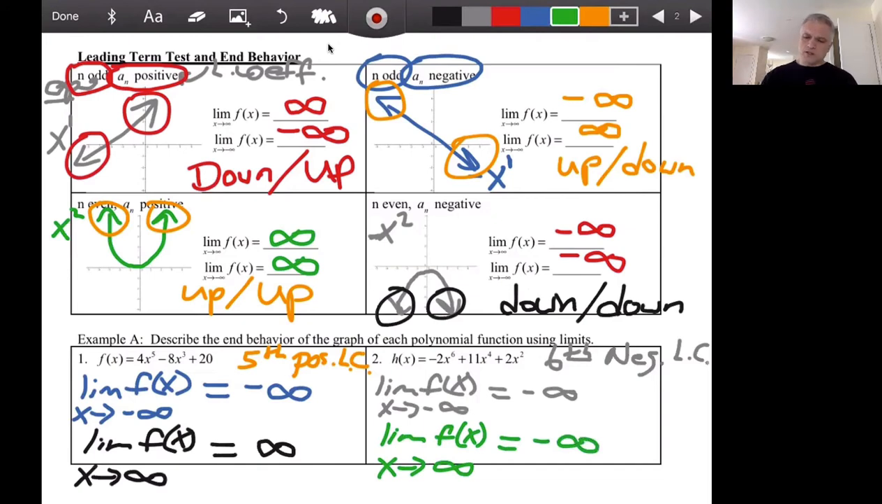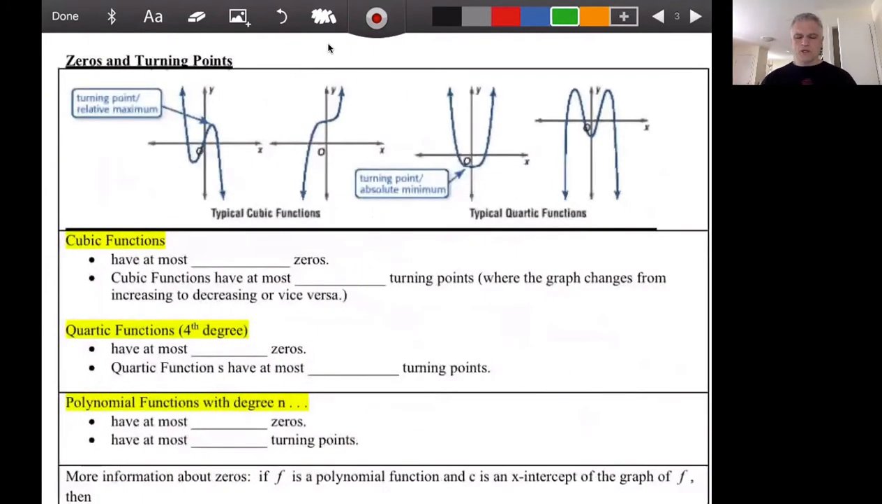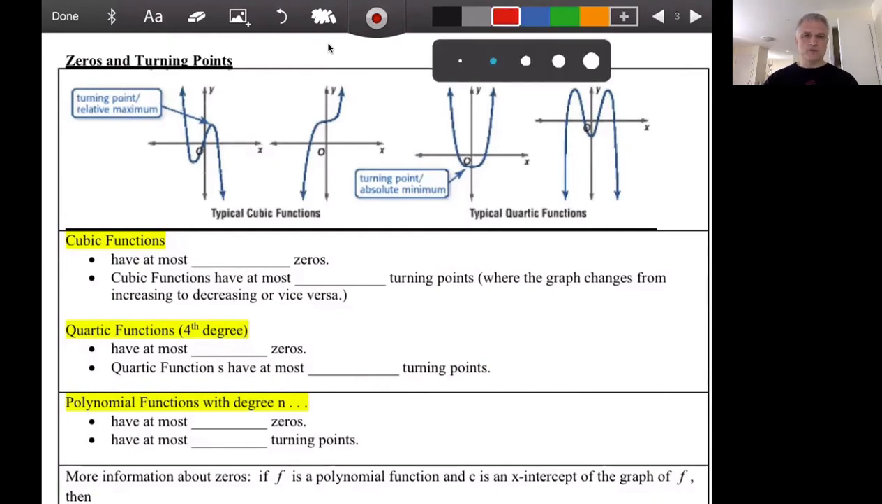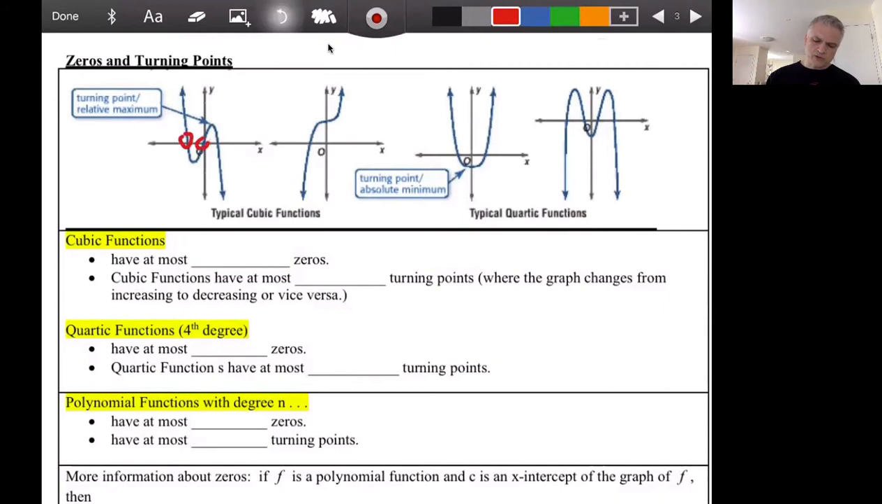Okay, let's proceed. Zeros and turning points. Now we did zeros in chapter 1. Remember, zeros are x-intercepts. You already have that. You already know that. So we're looking at our zeros. Like here we got, I can see 3 different zeros because the x-intercepts are pretty obvious. They're there and there.